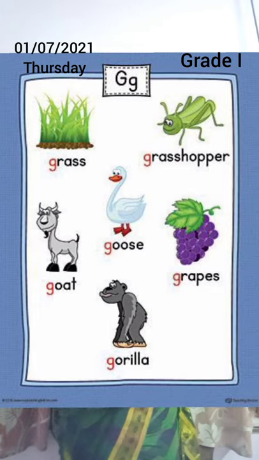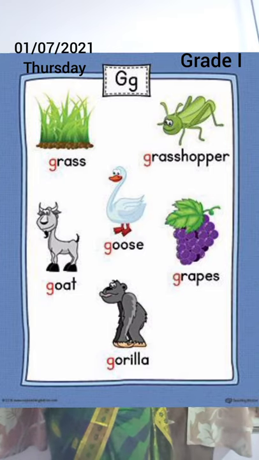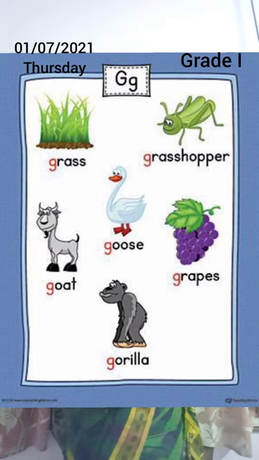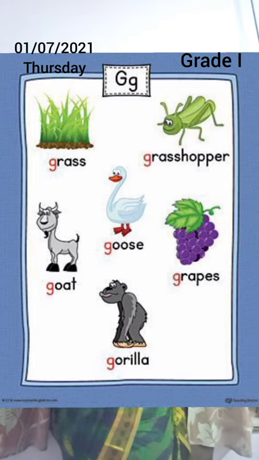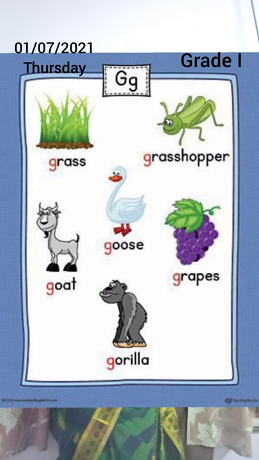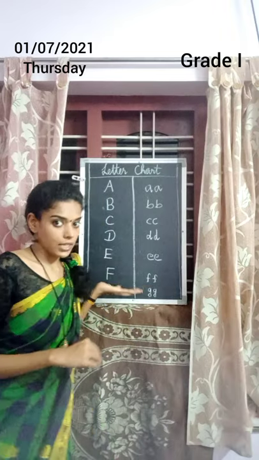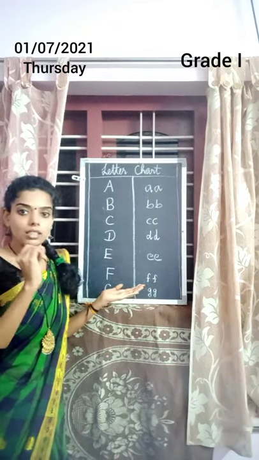G-R-A-S-S-H-O-P-P-E-R. Grasshopper. Goat. G-O-A-T. Goat. Goose. G-O-O-S-E. Goose. Grapes. G-R-A-P-E-S. Grapes. So, the next alphabet is G and the sound is G sound.